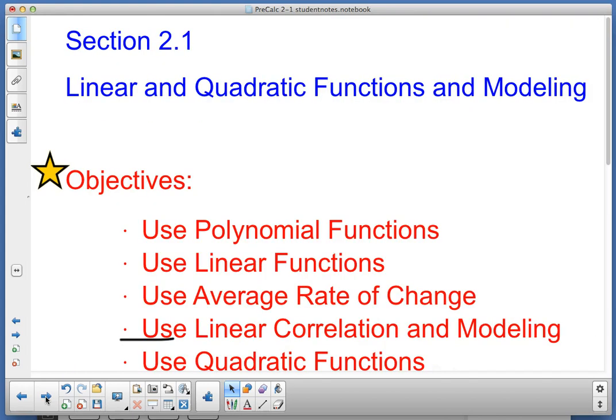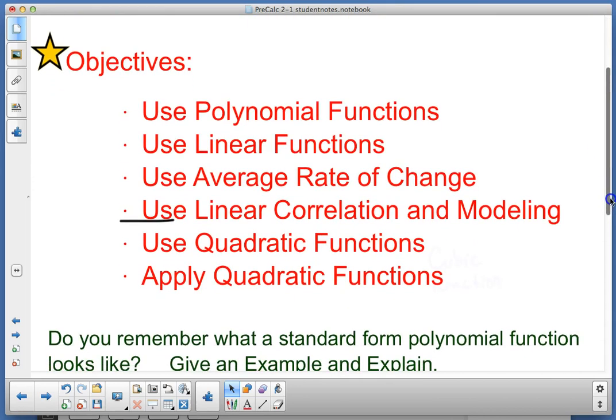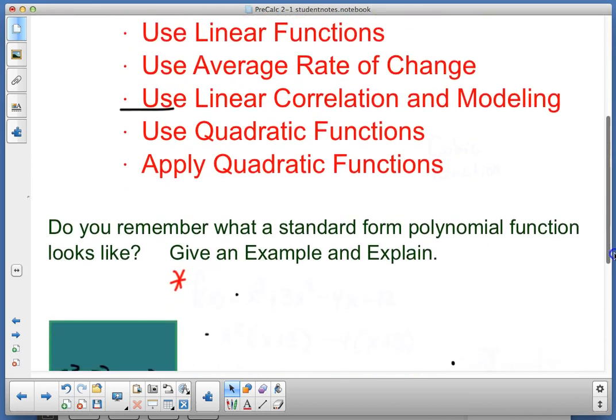And then we're talking about section 2.1, linear and quadratic functions in modeling. Okay, objectives: using polynomials. Use linear functions, use average rate of change, use linear correlation in modeling. That's pretty much what we're going to be looking at today. Tomorrow, Tuesday, we'll talk about quadratic functions and applying quadratic functions.